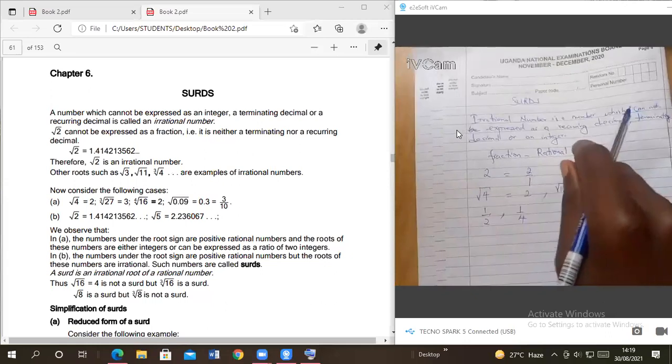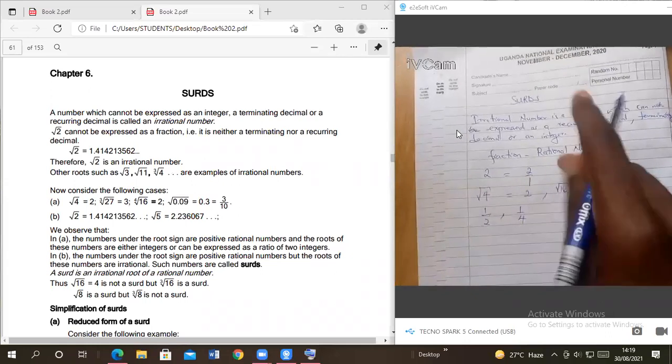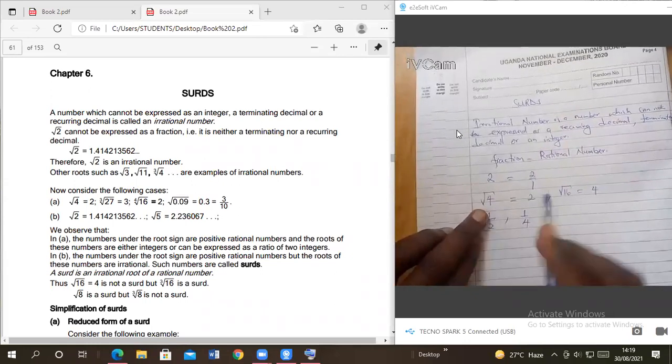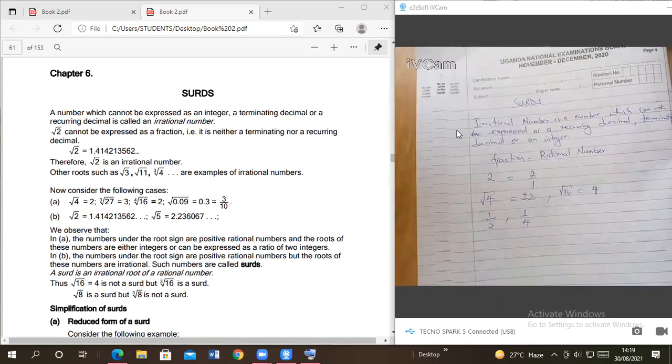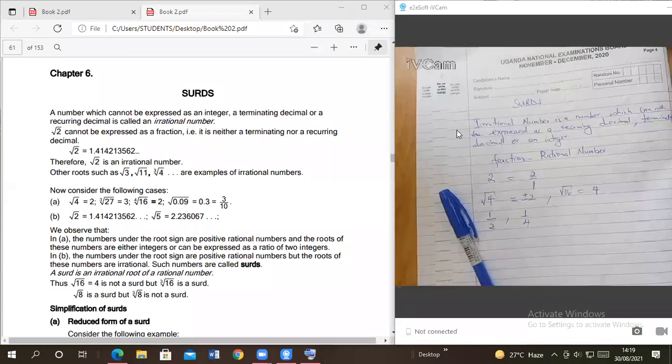Are you together, members? We know that the square root of 4 is either positive or negative. So we know what integers are. Those numbers we refer to as rational numbers.